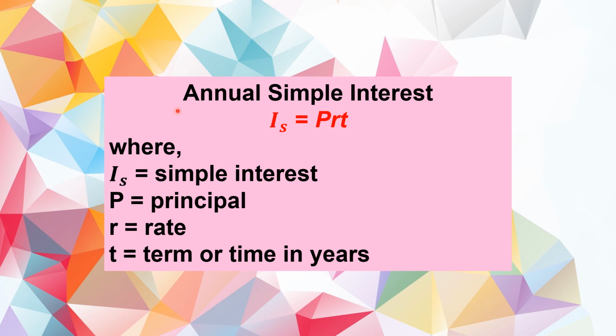The formula for annual simple interest is I sub s equals P times R times T, where I sub s is the simple interest, P is the principal, R is the rate, and T is the term or time in years.